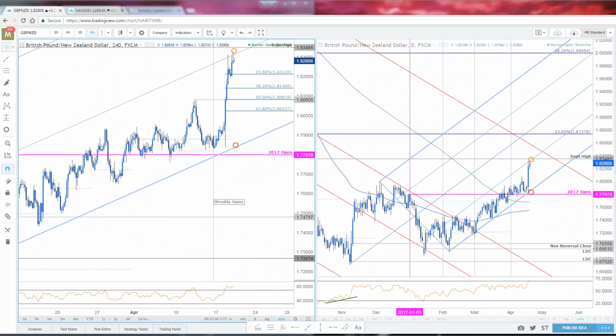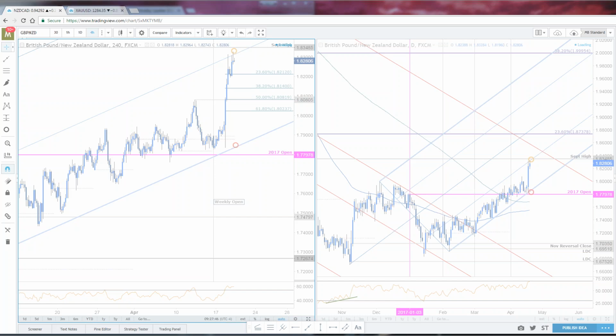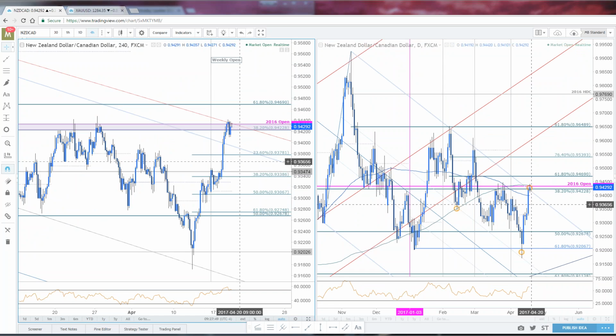And Kiwi CAD, where are we at? Kiwi CAD. Yep, still holding that resistance.